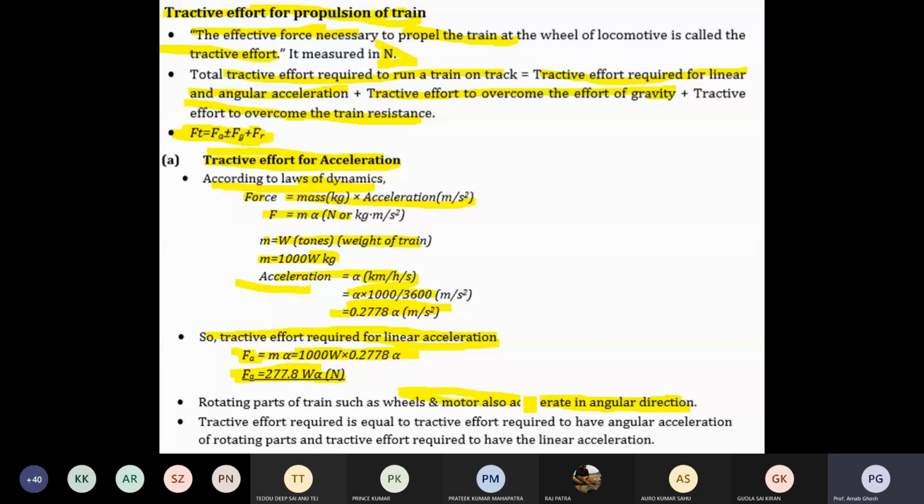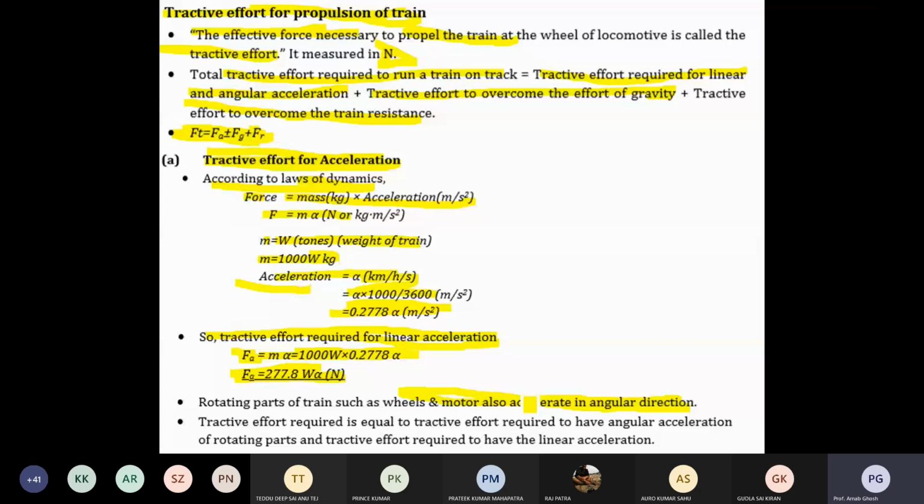Okay, then the tractive effort required is equal to the tractive effort required for the angular acceleration of the rotating part, plus the tractive effort required for the linear acceleration. So that is also important for angular acceleration, then think about it for linear acceleration. Then finally the train is moving.